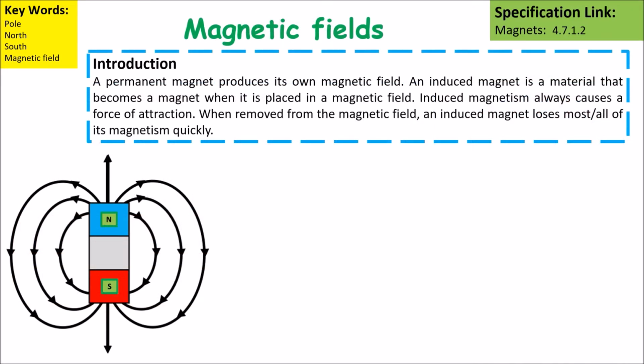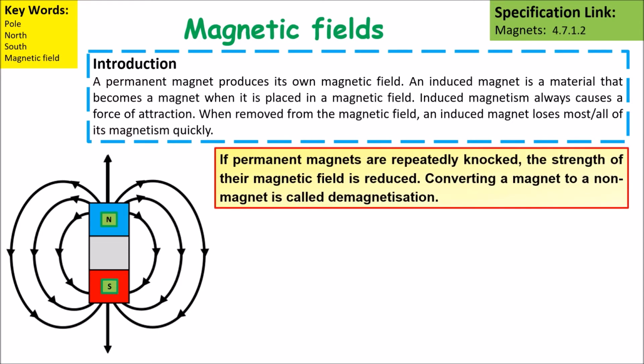A permanent magnet produces its own magnetic field. An induced magnet is a material that becomes magnetic when it is placed in a magnetic field. Induced magnetism always causes a force of attraction. When removed from the magnetic field, however, an induced magnet loses most, if not all, of its magnetism quickly. If permanent magnets are repeatedly knocked, the strength of the magnetic field is reduced.